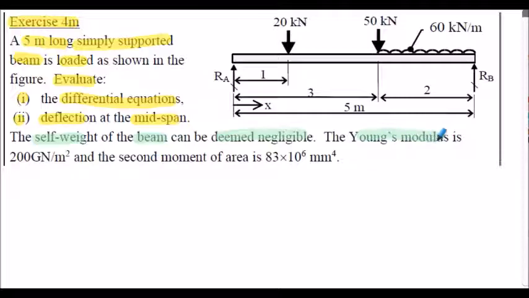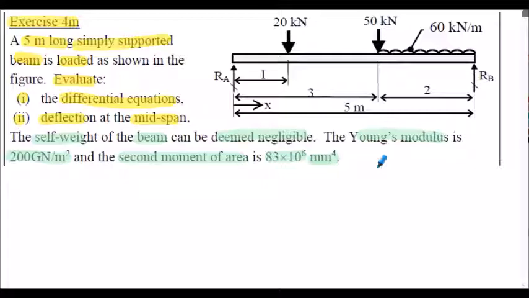The Young's modulus for the material is given as 200 giganewtons per meter squared, and the second moment of area is 83 times 10 to the 6 millimeters to the 4. So be careful in this question. The first thing is that the units are different between the E, the Young's modulus, and the I, the second moment of area. One is in meters and one is in millimeters, so we need to convert into meters, I would suggest. Next, we need to calculate the reaction at the left-hand end because we need that in our bending moment equation. And once we have calculated the reaction, we can then use the second-order differential equation of bending to start our process.